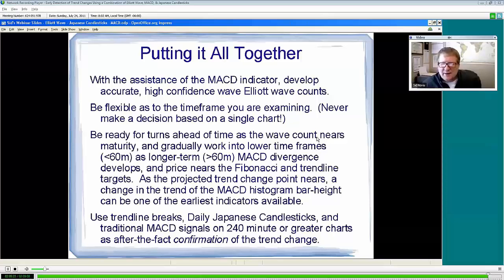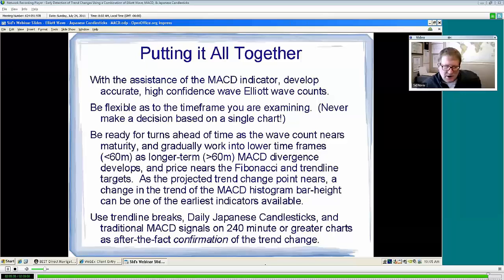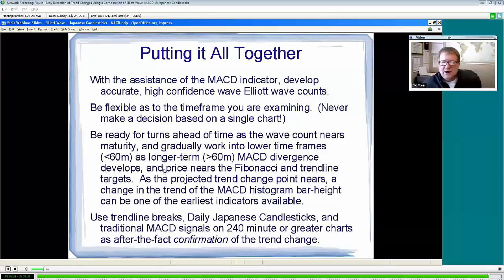Be ready for turns ahead of time as the wave count nears maturity, and gradually work into lower time frames as longer term divergence develops. In the example I just showed, I was seeing divergence for sure on 180 minute, with good likelihood that it was going to roll over and show divergence very soon on 240 minute. Then I jumped down into a 45 minute chart and saw that I was seeing divergence there as well, even on a smaller scale. So it seemed like a great opportunity, and it's an excellent way to use multiple time frames to your benefit.